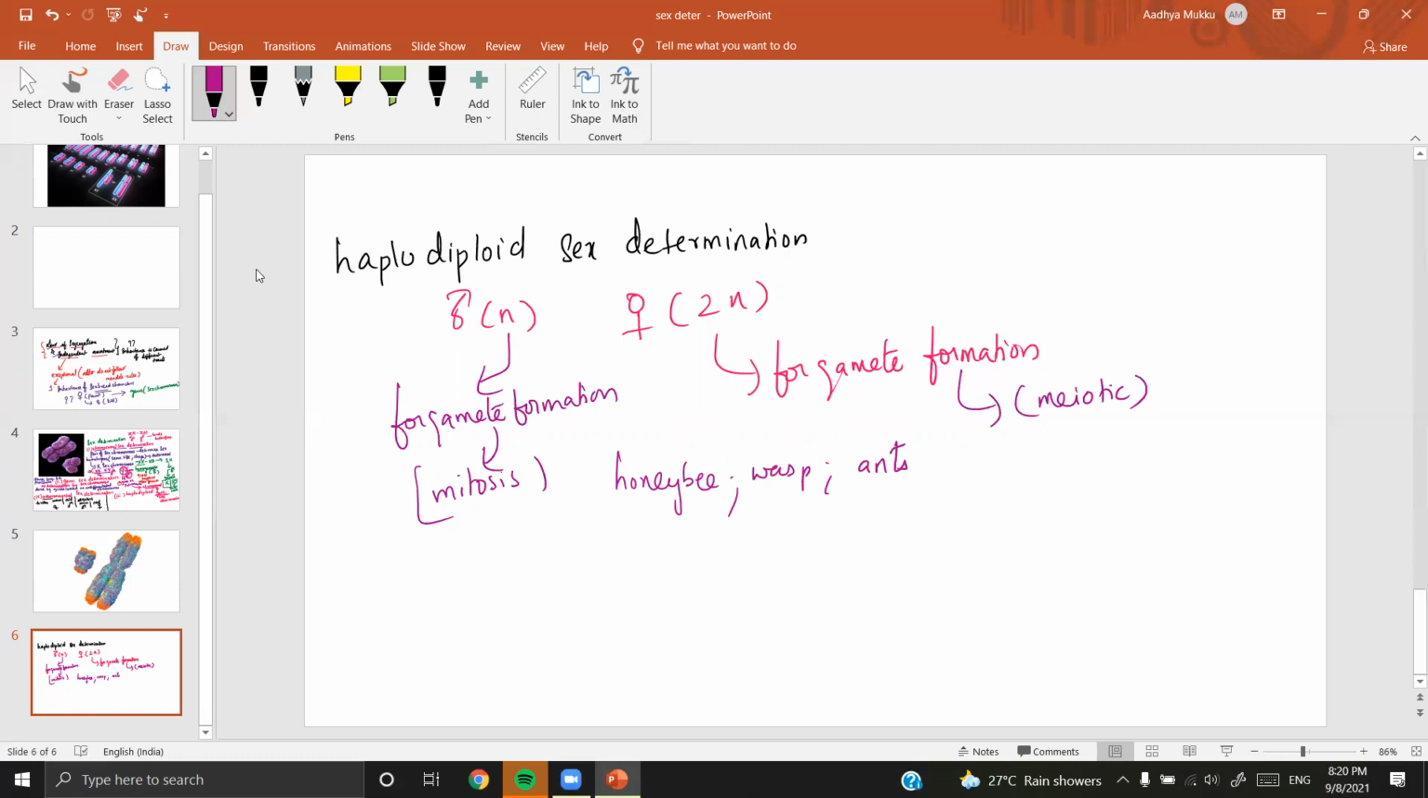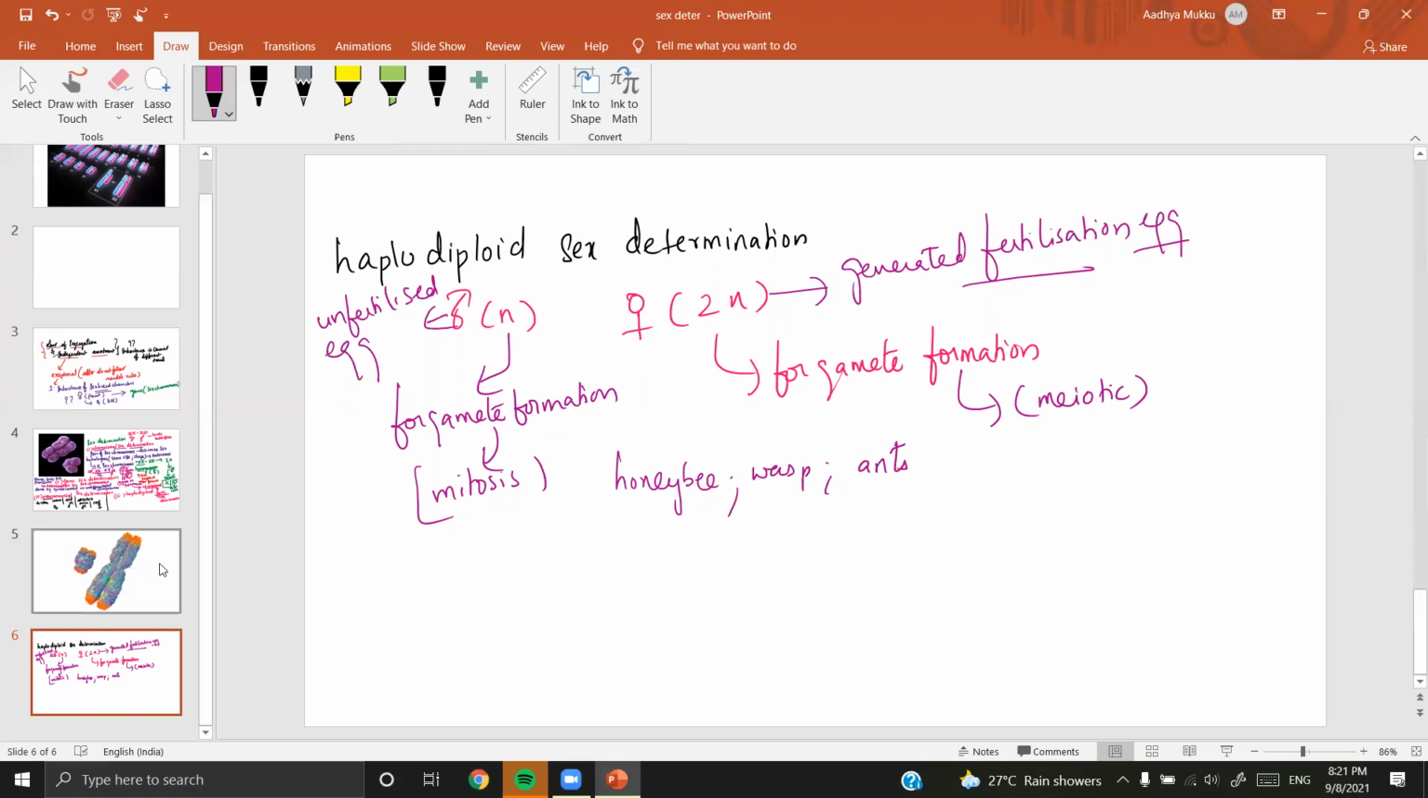We can see, remember that females are being generated by fertilization, which results in the formation of a diploid female, while a male is developed by an unfertilized egg. This is going to be the one which is called haplodiploid sex determination.